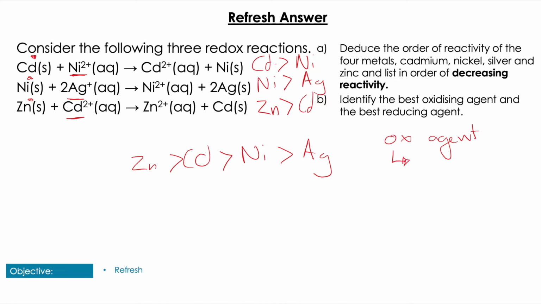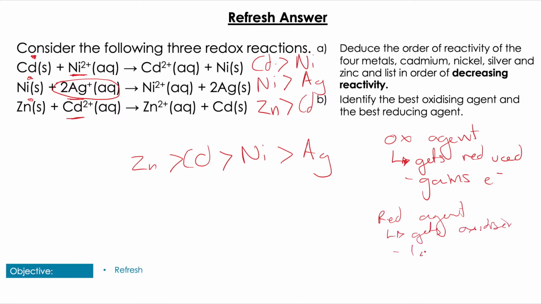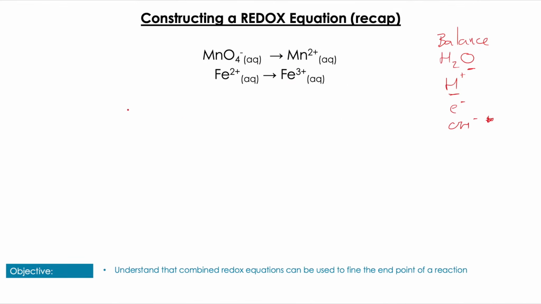As for oxidizing agent, we know an oxidizing agent is something that gets reduced. So the thing that is most likely to get reduced here is the thing that is most likely to gain electrons, and the thing that is most likely to gain electrons was our Ag+. And the reducing agent is, of course, the thing most likely to be oxidized. Being oxidized is the most likely to lose electrons, and the most likely to lose electrons was, of course, our zinc. Brilliant.